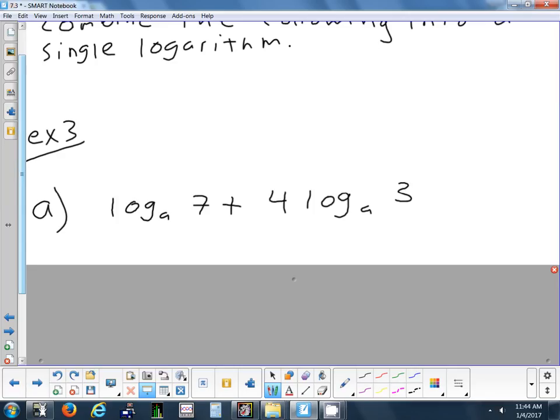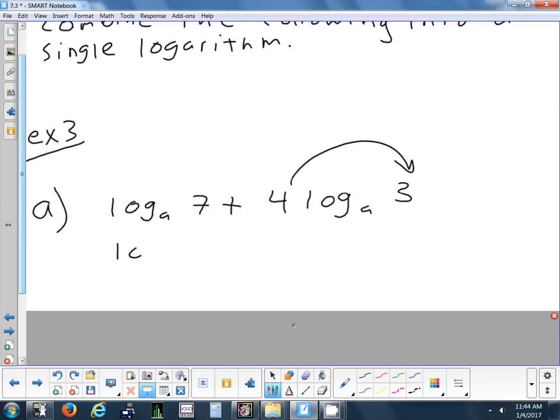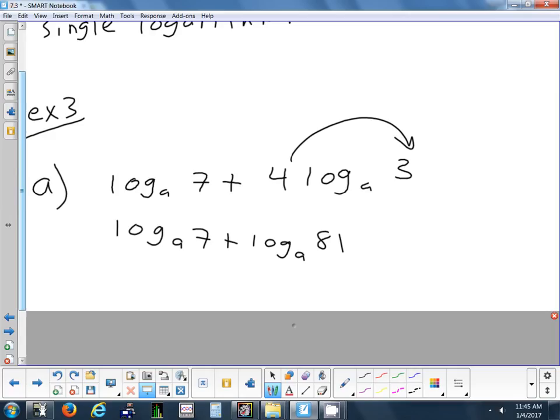Jesse? What would be the first step? Yep, put the 4 back as the exponent. And 3 to the 4th power is going to give me how much? 3 times 3 times 3 times 3? 81. Yep. So we'll do that out. And now my last step is to recombine 7 and 81, and it's addition.